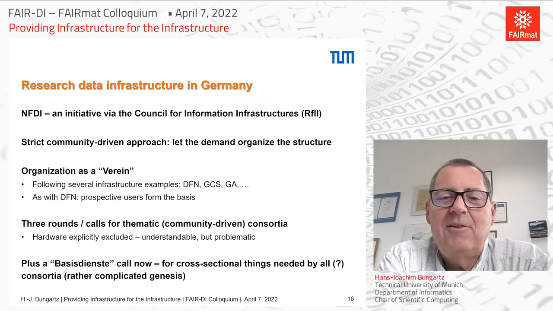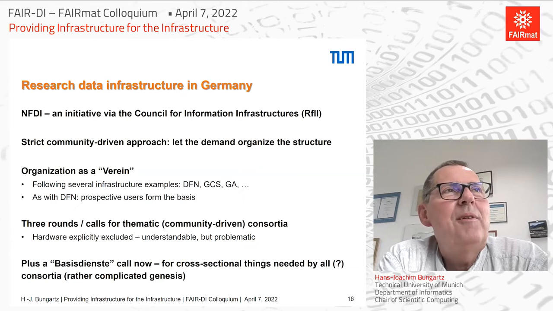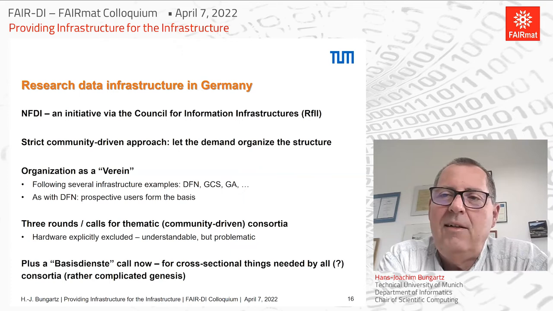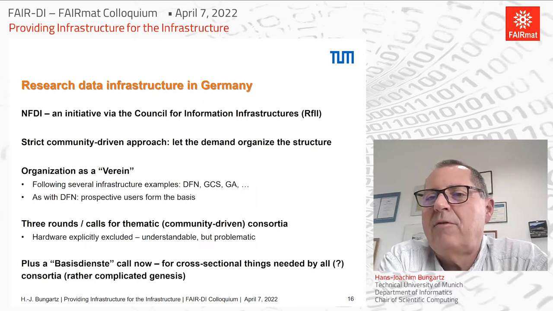I'm really interested to see what this is going to become, because I think this requirement that it has to deal with something that really all consortia need, and the consortia actually reflect the whole scientific diversity we have in Germany, from the humanities to engineering, is maybe too restrictive. Because what is it that really everyone needs? Does it really go far beyond toilet paper?